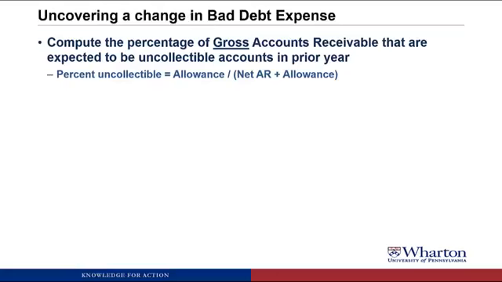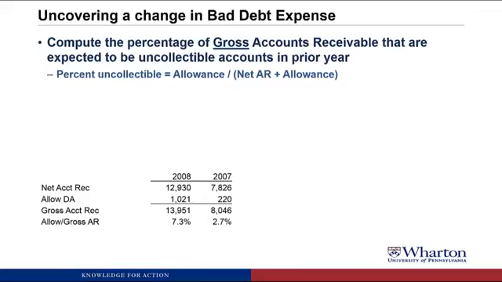Now I know this is not one of the two methods we use to come up with bad debt expense, but the fact of the matter is companies usually don't disclose enough information in their report that you could use one of those two methods. So as a quick and dirty approach, I like to just divide the allowance on the balance sheet by gross accounts receivable to figure out what percent of their gross receivables on average are expected to not be collected.